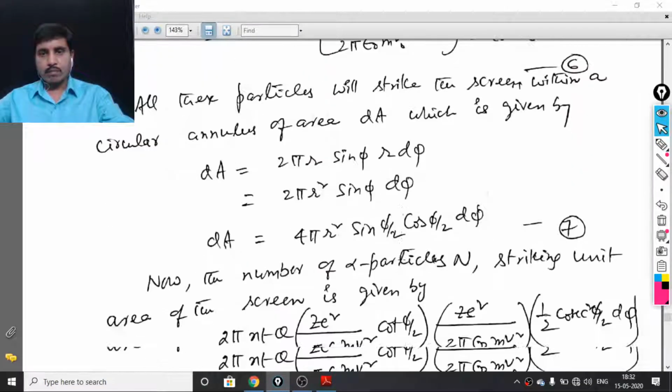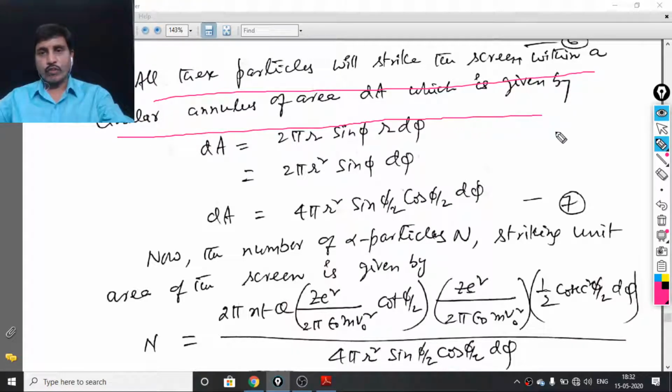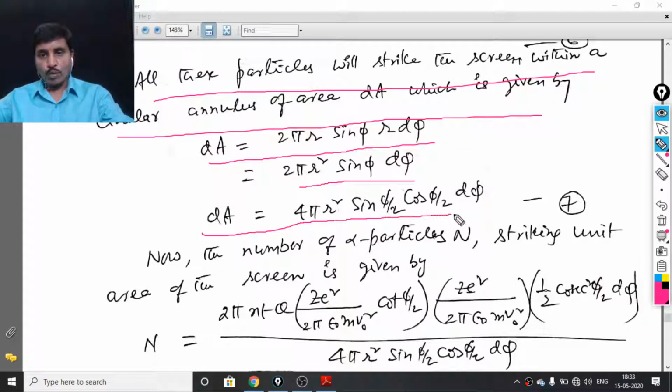All the particles will strike the screen within a circular annulus of area dA, which is given by, that means the circular annulus is in between the circle of radius r and the circle of radius r plus dr. The area of the circular annulus dA is equal to 2 pi r sin phi r d phi, that is equal to 2 pi r square sin phi d phi. Therefore, dA is equal to 4 pi r square sin phi by 2 cos phi by 2 into d phi, that is equation 7.